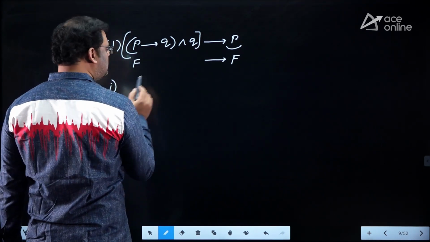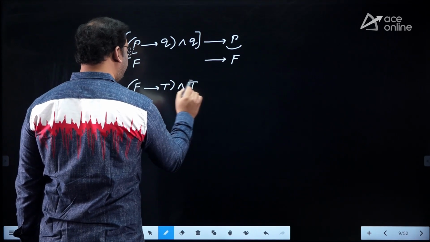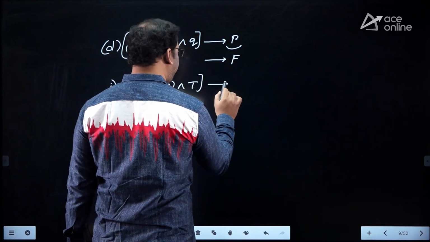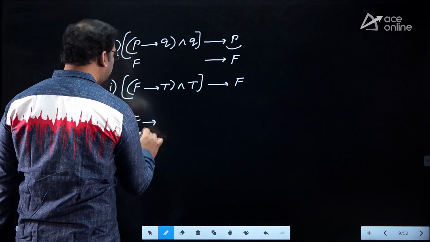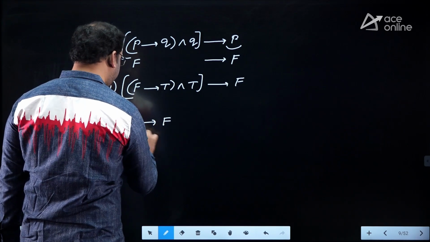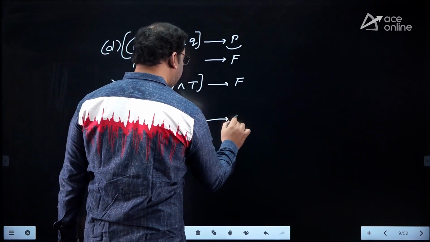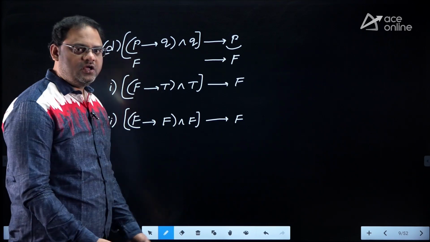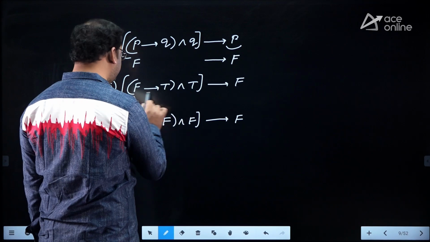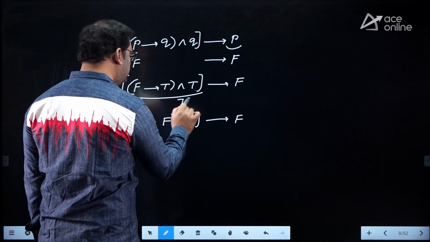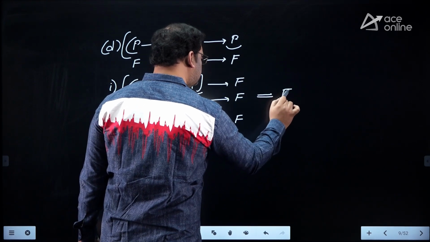First case: when you are taking P is false, Q can be true. This is one possibility. When you are taking P is false, Q can also be false. Second possibility. Both possibilities I have taken. Now what can I get here? False implies true is true. True and true, this is true. And here it is false, which means there is a false case.